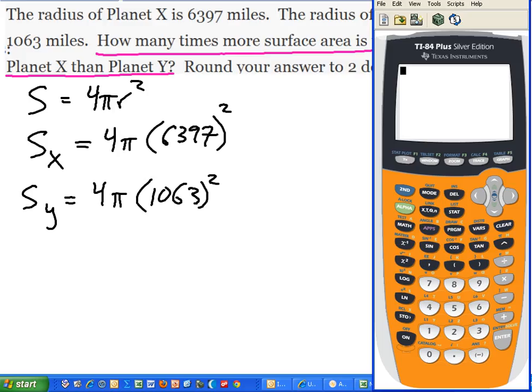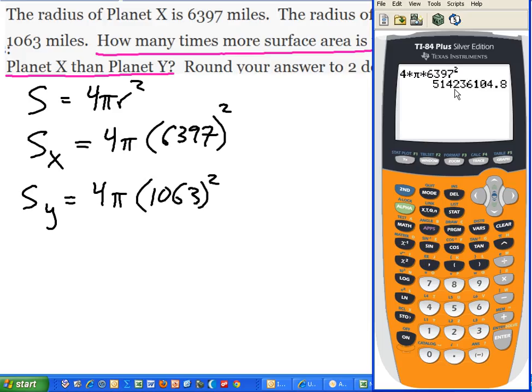Huge. So what do we got there? About 514 million square miles. It's pretty big. Surface area of planet Y, 4 times pi times 1063 squared. It's a measly roughly 142 million.